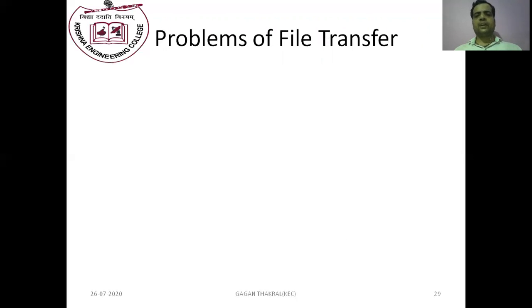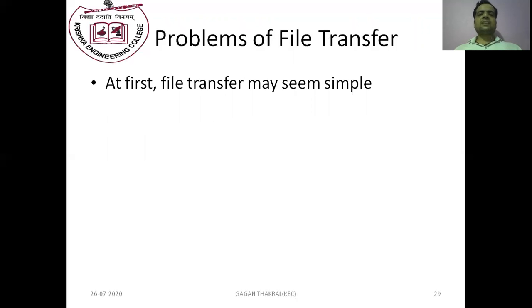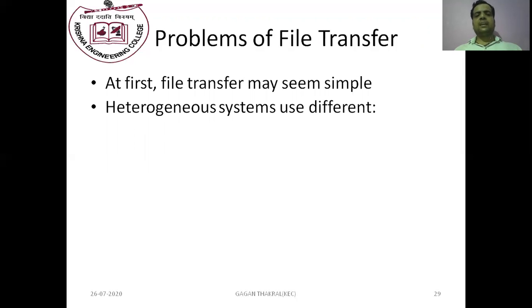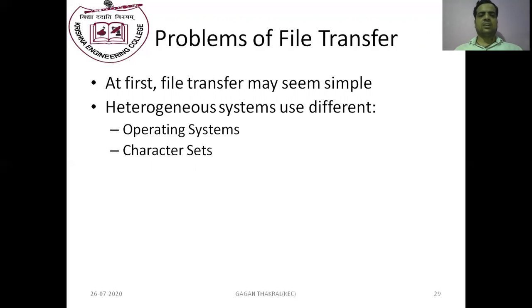Problems of File Transfer Protocol. At first, File Transfer Protocol looks very simple, but there are some situations which are tackled by it, that is, heterogeneous systems. Heterogeneous systems use different operating systems. Each operating system has its own file system, file storage system, and naming convention. If we want to transfer data from one operating system to another, then the file should be in a convenient format of that other operating system.